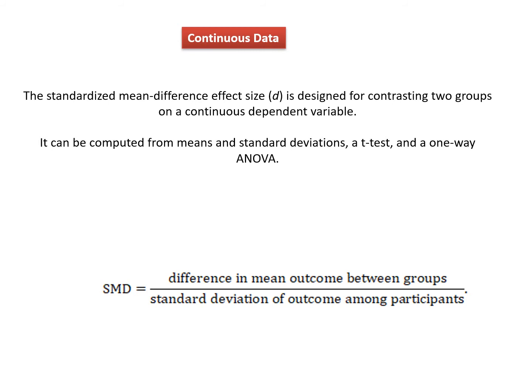Let's now have a look at the way we can transform data for continuous outcomes. The standardized mean difference effect size, d, is designed for contrasting two groups on a continuous dependent variable. The standardized mean difference is the difference in mean outcome between groups divided by the standard deviation of outcomes amongst participants.